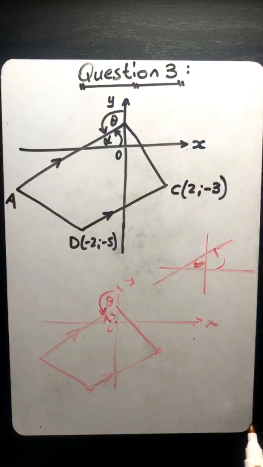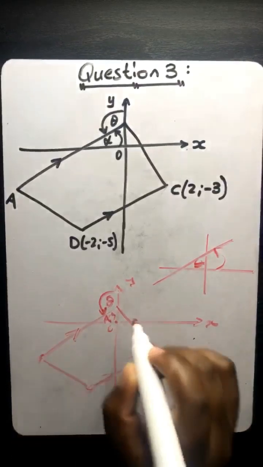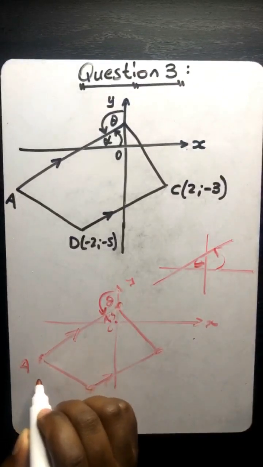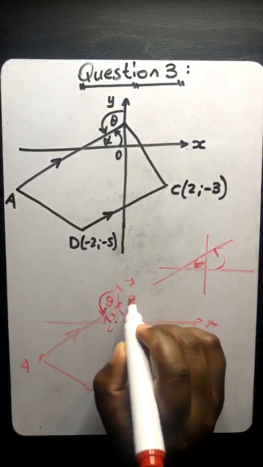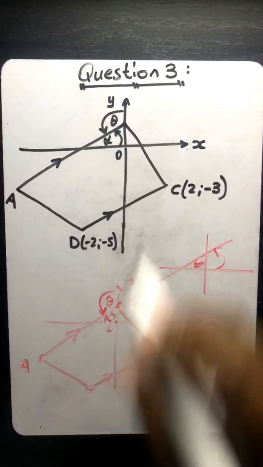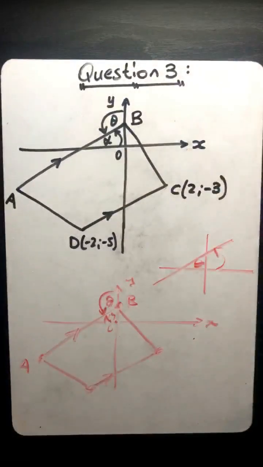Most importantly, the vertices means the corners. So that means we've got corner A, corner B, corner C, corner D. For corner A, we don't have the coordinates; we just have a point. For corner B, let me also add that point there to say this is point B, which doesn't have coordinates.